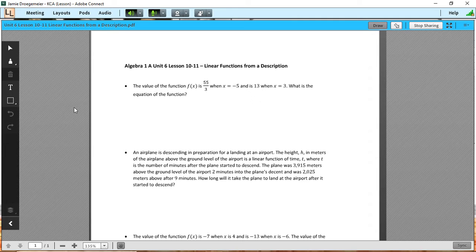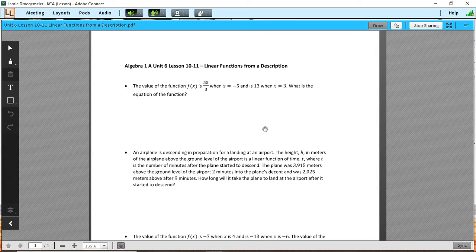Today we are in Unit 6, looking at lessons 10 and 11, linear functions from a description. So in these problems we want to be able to write the linear function based off of the descriptions that we were given. And so let's just jump in with our first example here.